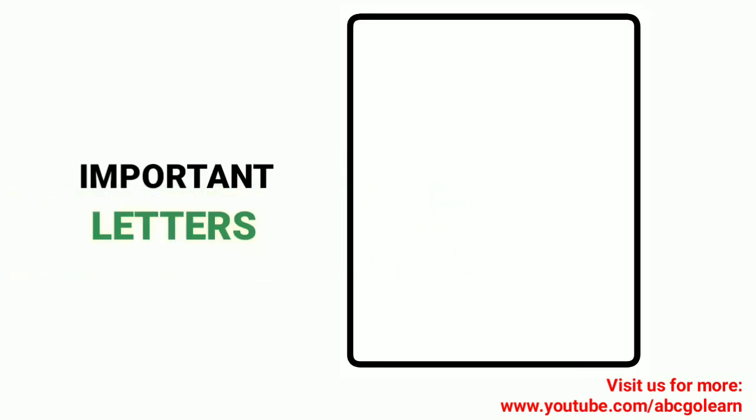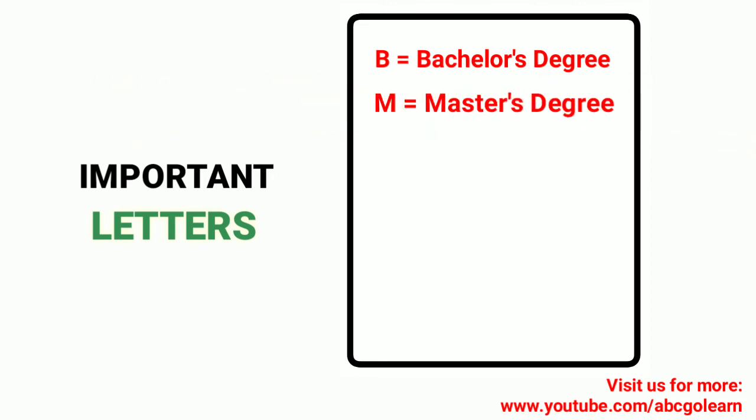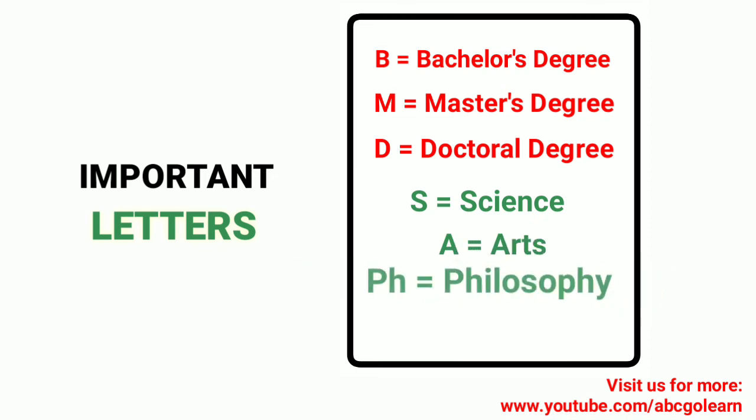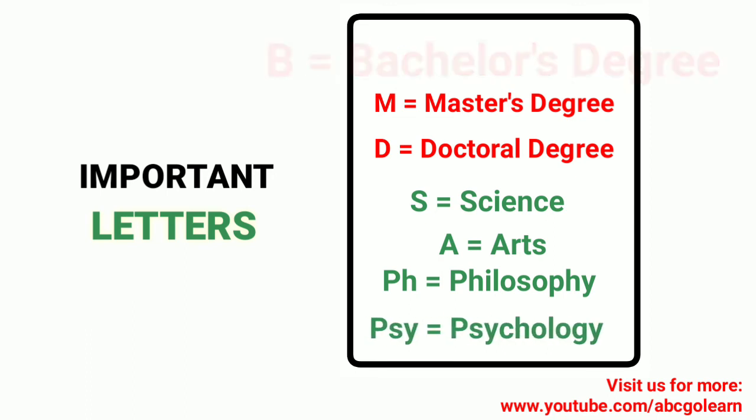Talking about the letters that are used in these various degrees, if you see something like B, it means a bachelor's degree. If you see something like M, it means a master's degree. If you see something like D, it means a doctorate degree. When we're talking about S, maybe the second letter, that's science. If you see something like A, that's arts. If you see something like PH, that's philosophy. If you see something like PSY, that's psychology.